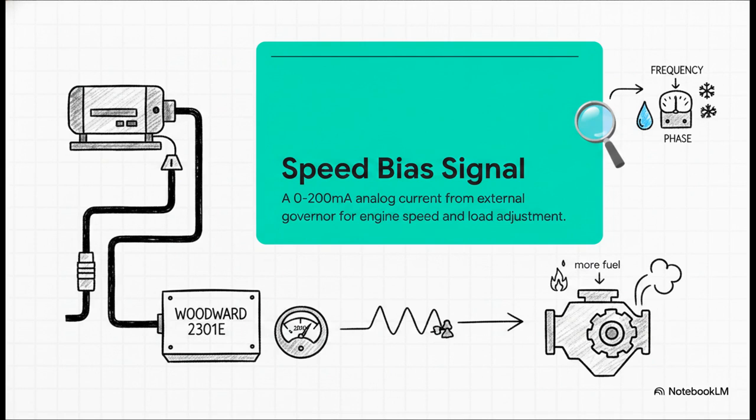Basically, this is a 0 to 200 milliamp analog current sent by an external governor. In this case, we're talking about standard external governors, like the Woodward 2301E. This tiny little electrical current represents the exact desired adjustment to the engine's speed and load. It's essentially a really simple, robust way of saying, hey, give a little more fuel, or give a little less fuel, so the whole system stays perfectly balanced in frequency and phase.